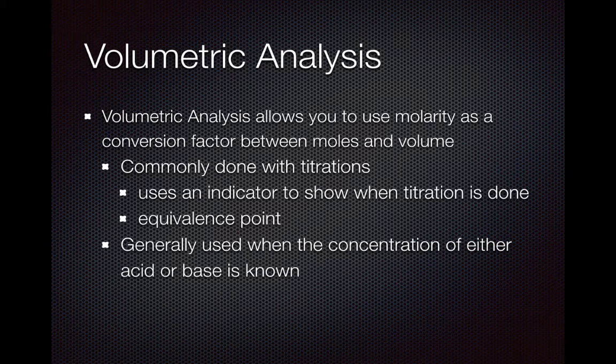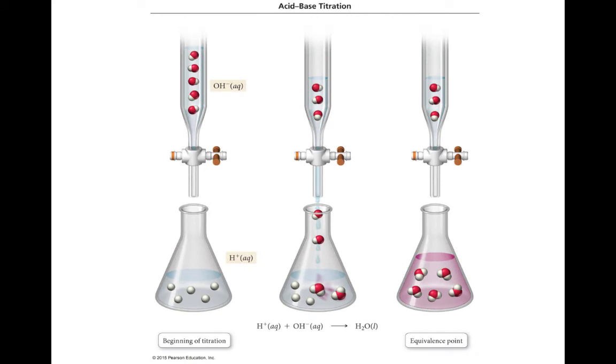And we usually use this type of analysis when the concentration of either the acid or the base is known, and we're looking for the concentration of the other one. And we can take a look at a graphic here to see what a volumetric analysis would look like. There we see that we have an Erlenmeyer flask. We've got acid down here in the flask, probably of unknown concentration. We've got base up here in the burette.